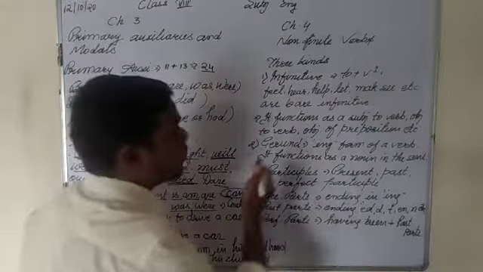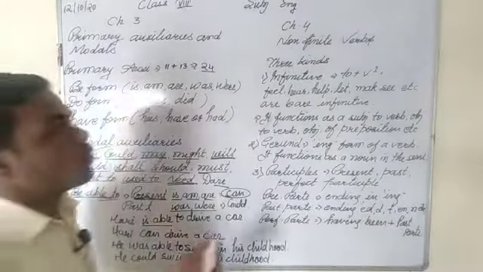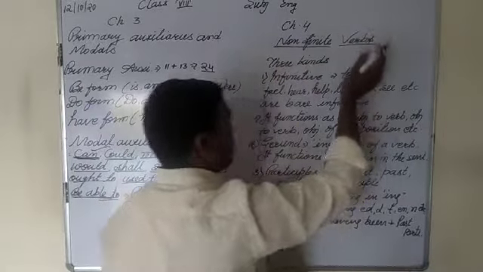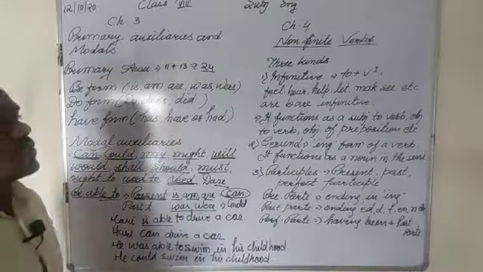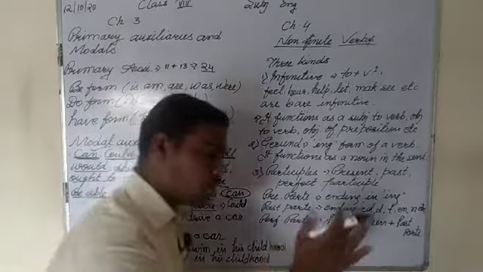Now, dear students, we are going to revise chapter number 4, non-finite verbs. Dear students, there are two kinds of verb: finite verb and non-finite verb.